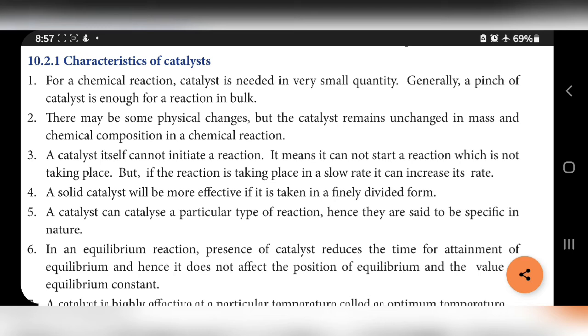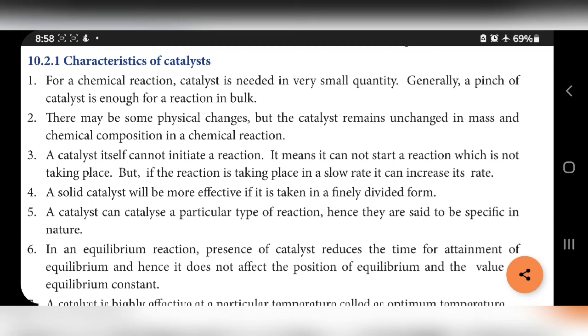Next heading, characteristics of a catalyst. First point: for a chemical reaction, the catalyst is needed in very small quantity only, not a very large quantity. Generally, a pinch of catalyst is enough for reactions in bulk, not more than that. So a very small amount of catalyst is enough.